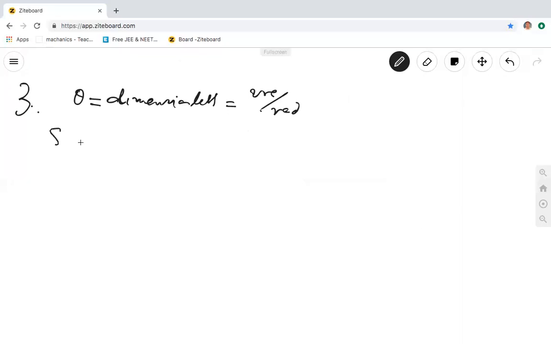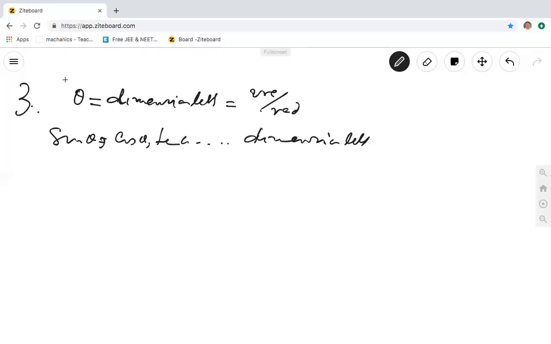Length. Sine theta is length by length. I mean, sine theta is perpendicular by hypotenuse. So length by length. Dimensionless. So sine theta, cos theta, tan theta, all these trigonometric ratios are dimensionless.